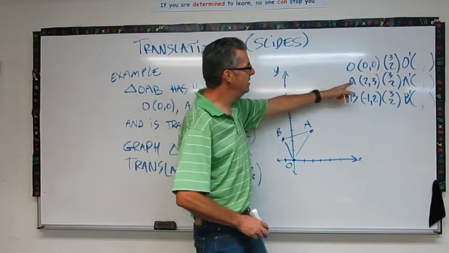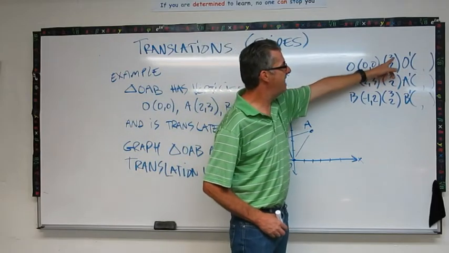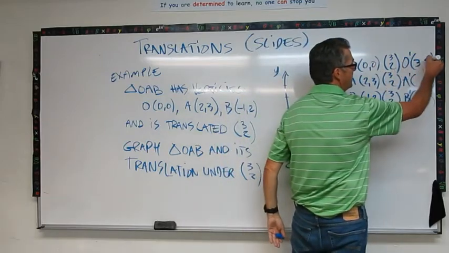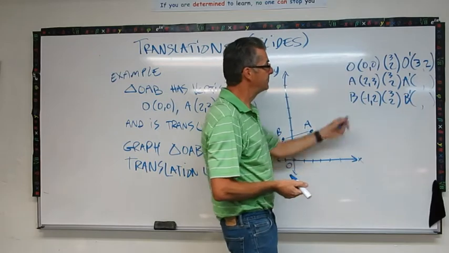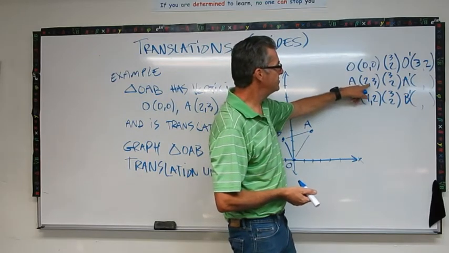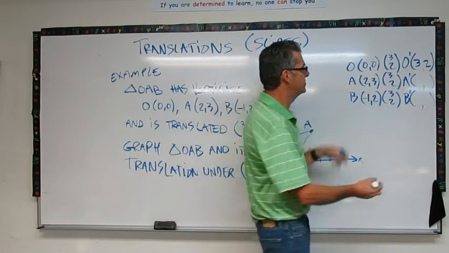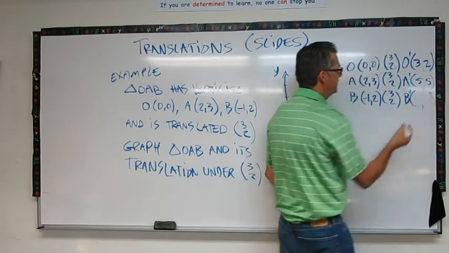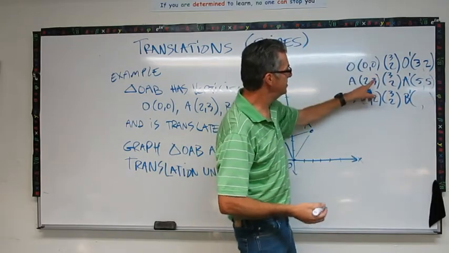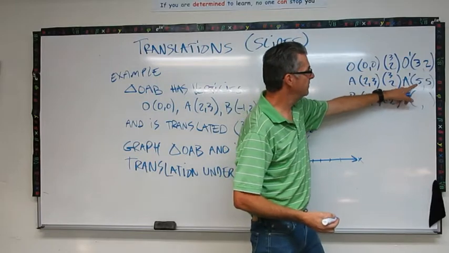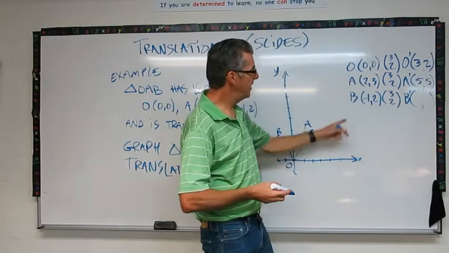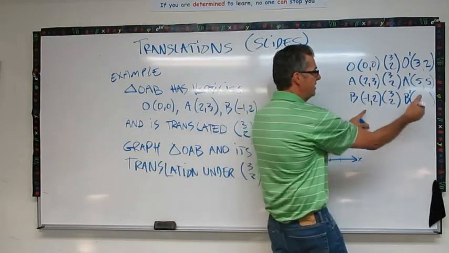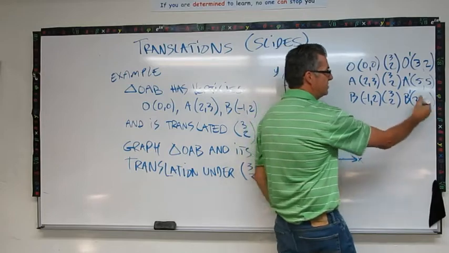This is pretty straightforward. Here's my point 0, 0. I'm going to add 3 to the x and 2 to the y. So that's just going to make this point 3, 2. So that's O prime. Point A starts off at 2, 3, and we're going to add 3 to the 2, so that's going to be 5, and 2 to the 3, so that's 5, 5. So all I did is I used this translation to change this point to A prime, which is now 5, 5. Finally, let's translate point B, which is negative 1, 2. We're going to add 3 to the negative 1 and get 2, and 2 to the 2 to get 4.